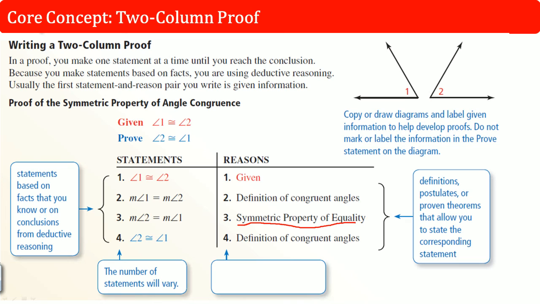The number of statements will actually vary during the problem. Some are longer, some are shorter. Also remember at the end to give a reason for the last statement that proves it. Okay, this is the definition of congruent angles for this problem. This is considered a 2-column proof because there's a statement column and a reason column.